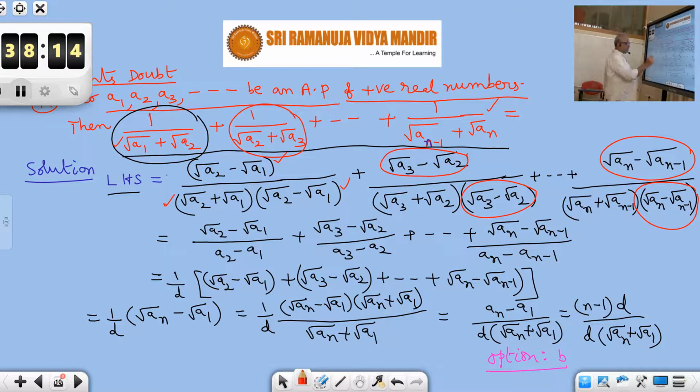Now what happens in the denominator in each term? You see, this denominator is in the form A plus B into A minus B, A square minus B square, root A2 whole square minus root A1 whole square. So it is A2 minus A1. Similarly, here also, root A3 plus root A2 into root A3 minus root A2 is A3 minus A2. Similarly, in the last term, A plus B into A minus B, A square minus B square, using that you will get AN minus 1.